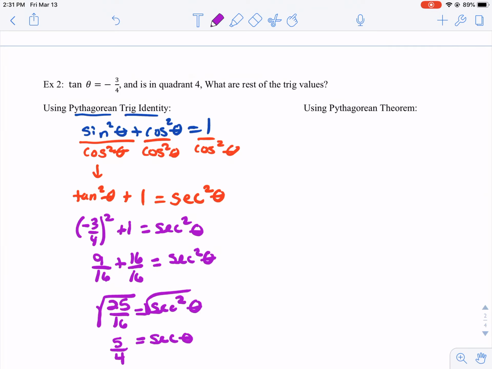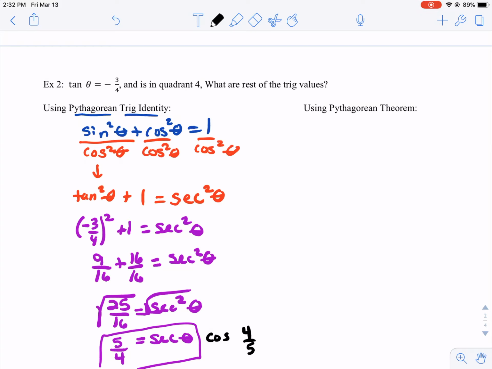Don't forget when you're done, you need to see what quadrant you're in. I am in quadrant 4. Secant is the reciprocal of cosine. Cosine in quadrant 4 is positive, therefore the secant will be positive, and this is done. Now it said find the rest of them. Alright, well, right away I'm going to say then the cosine is equal to 4 over 5, because I can flip that one.